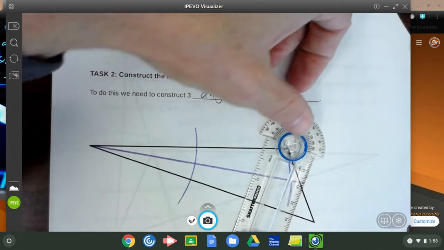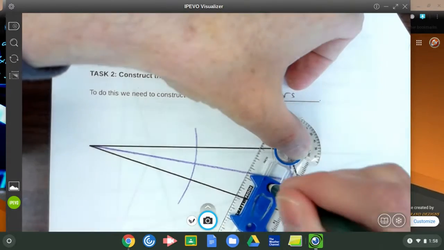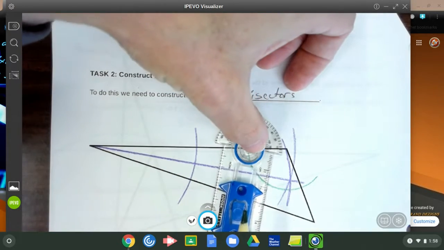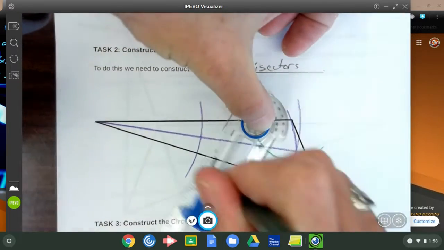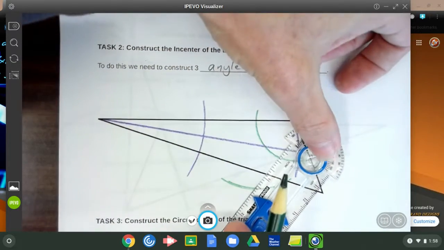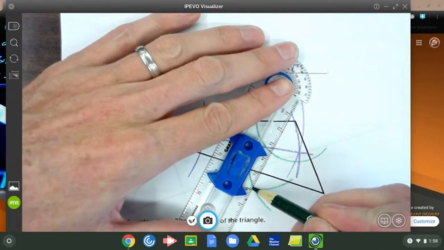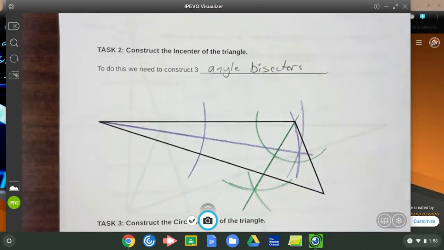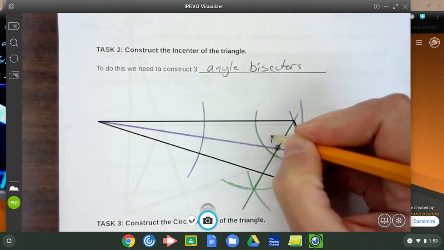And I'll do another angle bisector. It really doesn't matter which 3 angles you do, or which 2 angles. Notice I'm changing colors. That makes it easier for me to see what I'm doing. I advise you to use multiple colors when doing this. Some people always want to do everything in black graphite, but honestly, the multiple colors really does help. Connect that to there. And now I can see right here is my incenter.